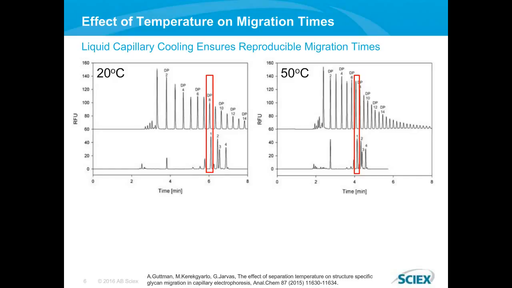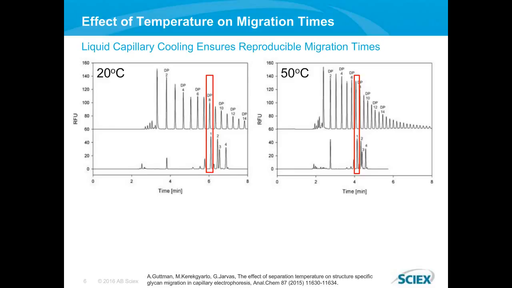So the graph on the left shows you a separation done at 20 degrees C, and you can see our standard ladder sort of at the top and our first peak down there coming out at about 6 minutes on the bottom. Now if we move that up to 50 degrees C, you can see a shift. So you're obviously going to start running the assay a little bit faster because as you increase temperature, things are moving a little bit faster. And so that first peak then comes out at about 4 minutes.